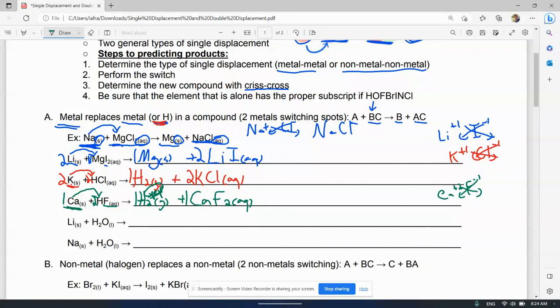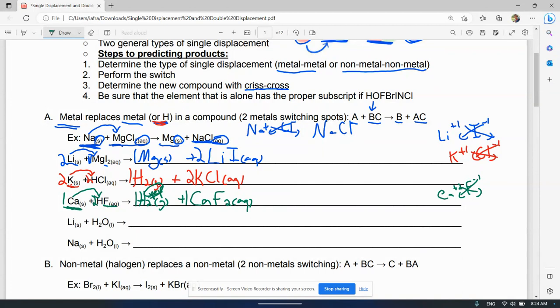All right, next we have a single displacement reaction, a special type where you have a metal reacting with water. And we've actually seen that demo as well. If you don't remember seeing it, you should look it up. Simply write lithium reacting with water on YouTube or go to one of our links and you can see what happens there. So lithium, sodium, potassium, they're all very reactive with water because they're alkali metals. So let's take a look at how to predict the products there.